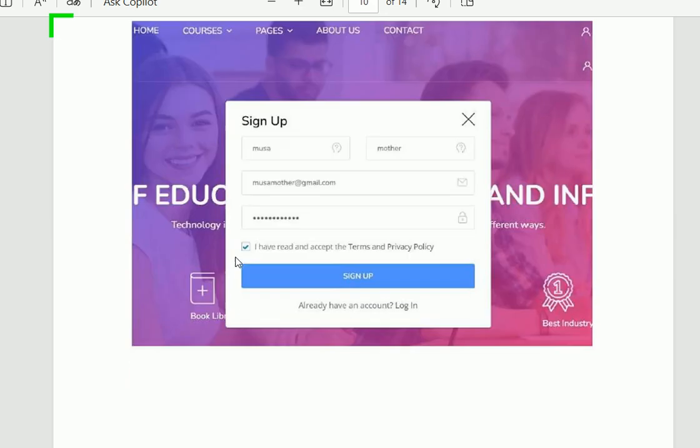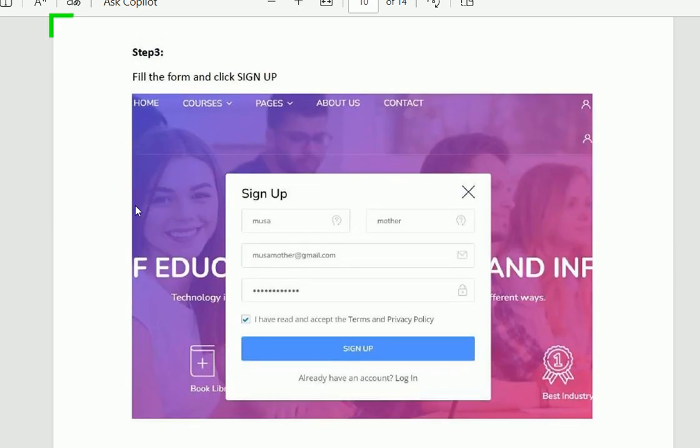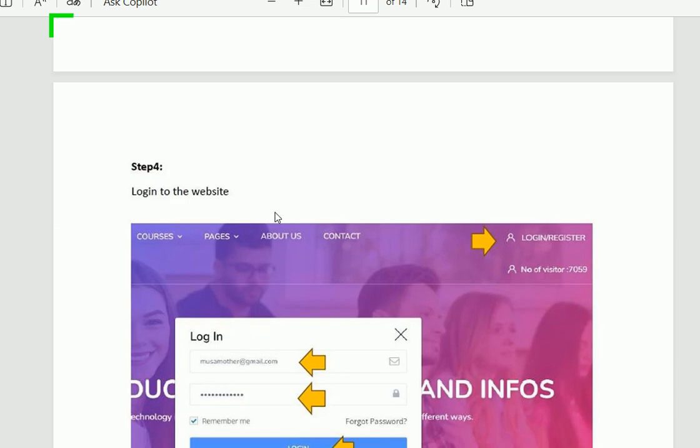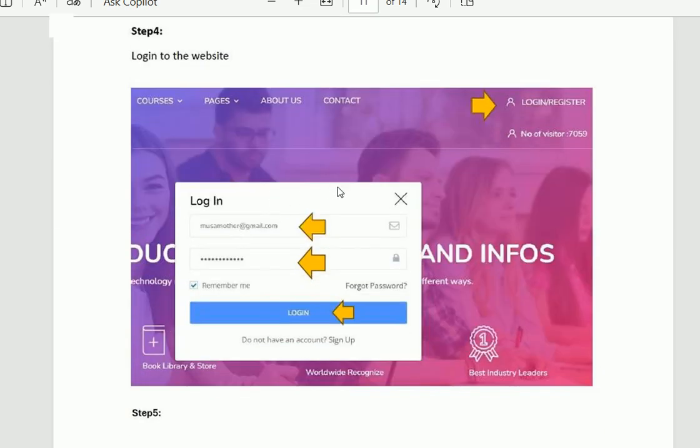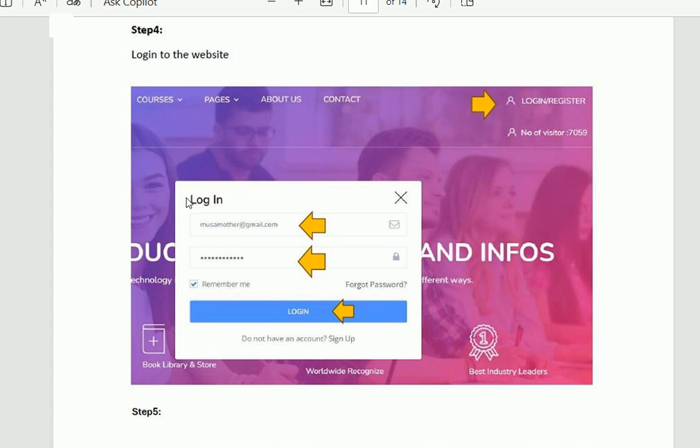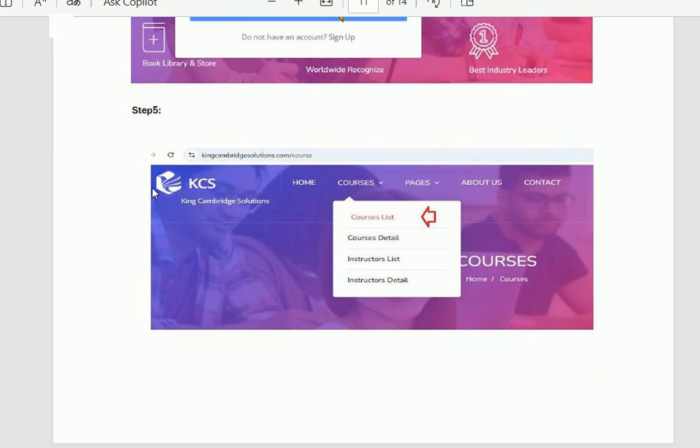When you click on the sign up link, you will find this interface. Provide your credentials: username, email address, and password. After that, you will be logged in to the website automatically, or you can log in manually. When you provide the login details, you will be in the website.